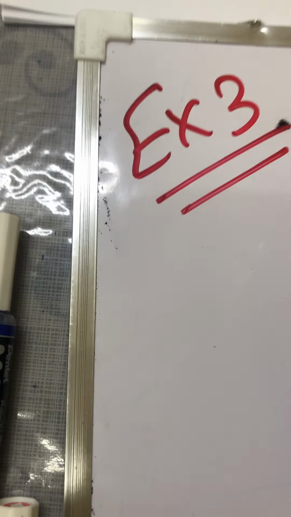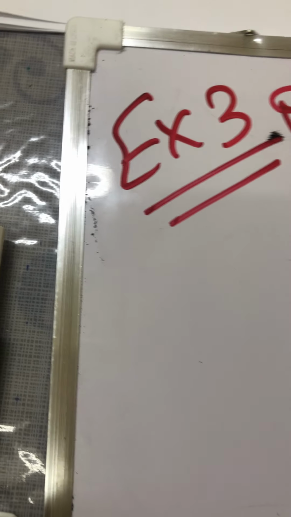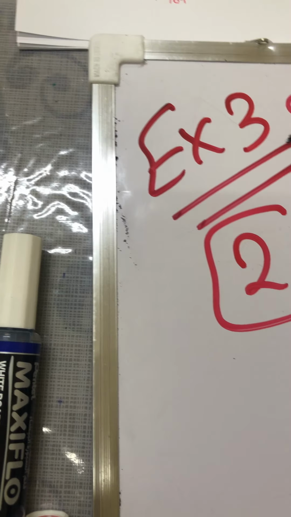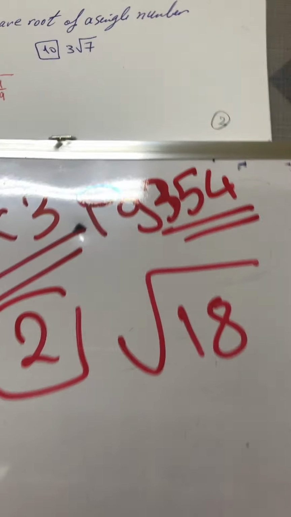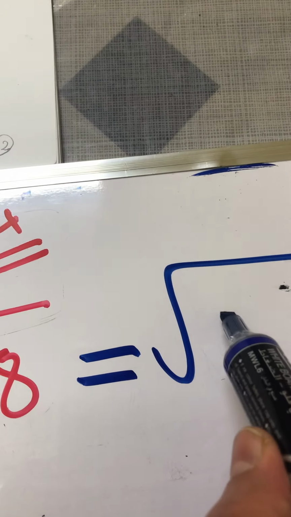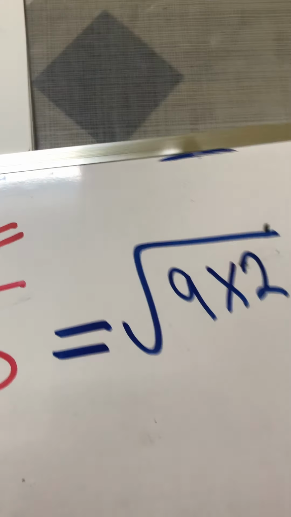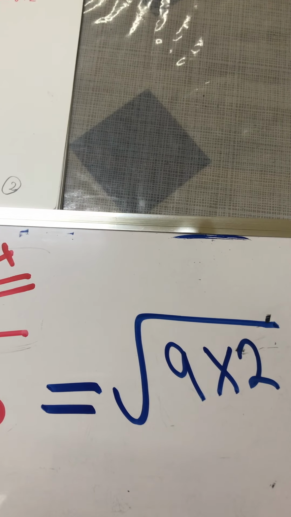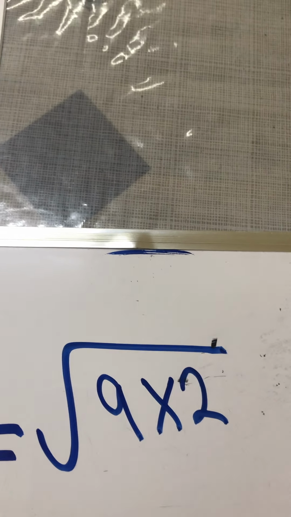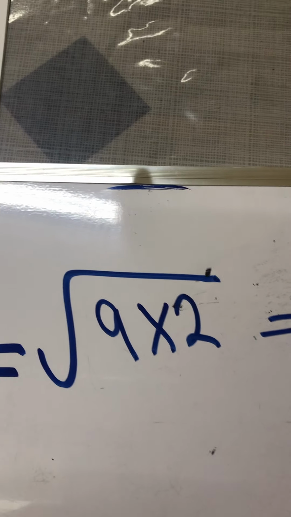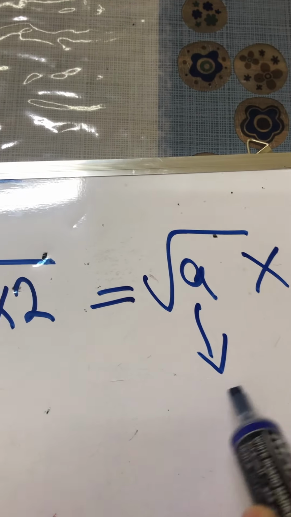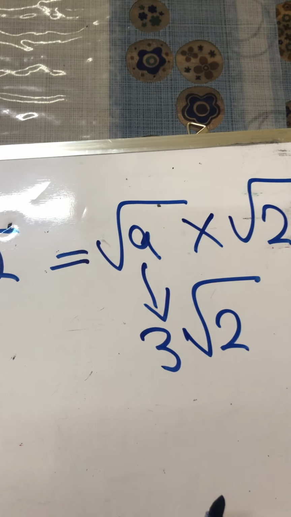I'll write here. Exercise 3, page 354, number 2. In number 2, he said to me, simplify square root of 18. So, I find the factors of 18. Factors of 18 are 9 multiply 2. We can put it 18 times 1, yes, but I want to find the perfect square. So I can make it square root of 9 times the square root of 2. Now, square root of 9 equals 3. Multiply square root of 2, so I can put them beside each other like this.